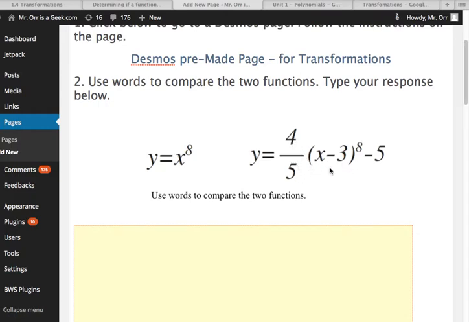Then the only other change is that that original x to the power of 8 function has been shifted to the right 3 and down 5. Those are some words that you could have used to compare those two functions. Next, we're going to talk in general about the transformations, and then I'm going to graph one particular function.